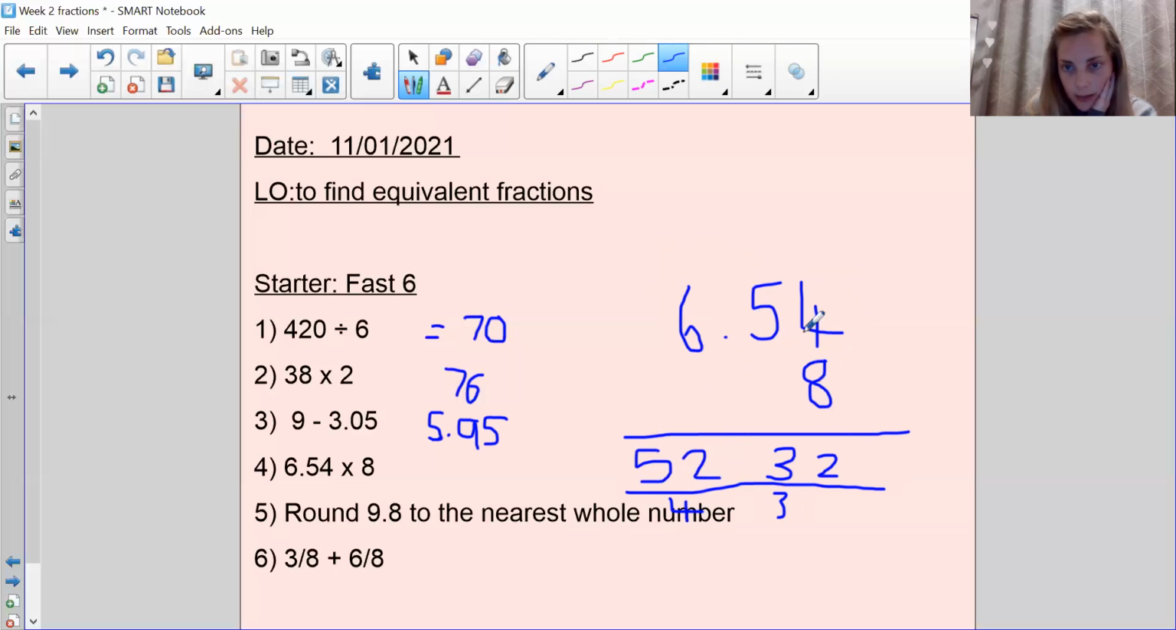And making sure that I've got 2 numbers after my decimal, so I'm going to count 2 numbers and put my decimal in there. Another way to make a silly mistake is to leave out that decimal. So my answer is going to be 52.32.